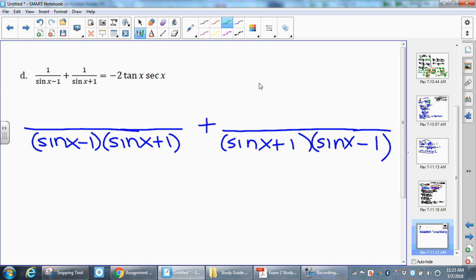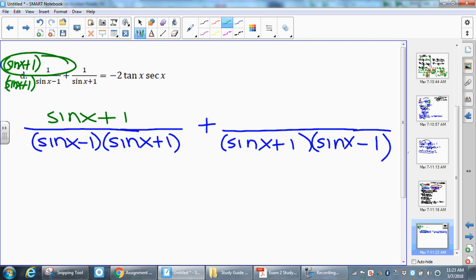Sine x plus 1. So the factor that it doesn't have. Very good, Jeremy. Sine x plus 1. So then here we multiply and we just get sine x plus 1. Done. What do I need to multiply my second fraction by, top and bottom?